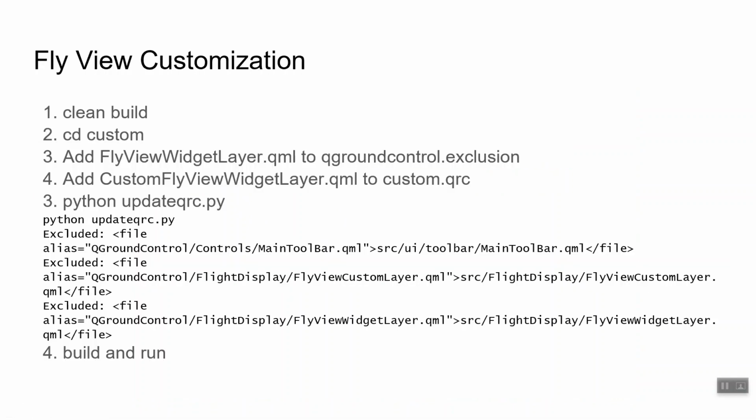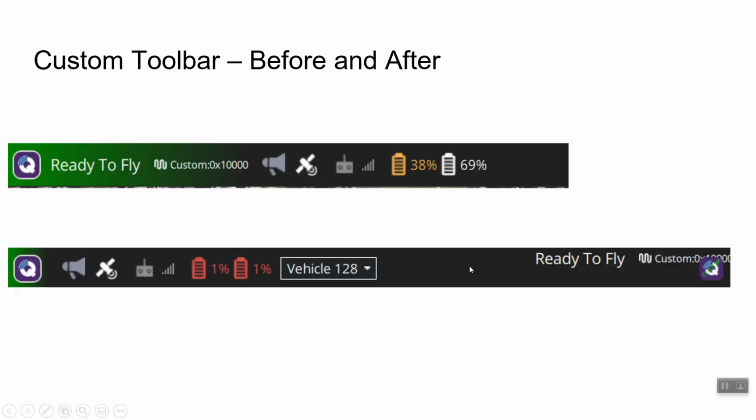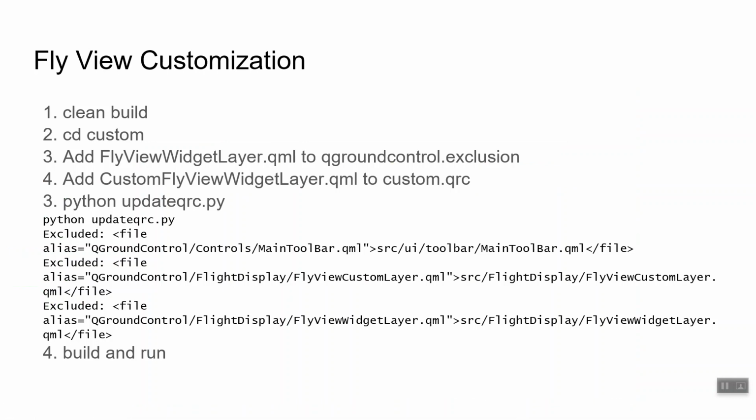Next thing we want to do is a fly view customization. So all I want to do is move where this is. I'm just going to move it over to the left-hand side. So again, clean the build, make sure you're in the custom folder, add our fly view widget layer.qml to qgroundcontrol.exclusion, add custom fly view widget.qml to custom QRC, because that's what we're going to replace our fly view widget layer with. Otherwise it's going to break.